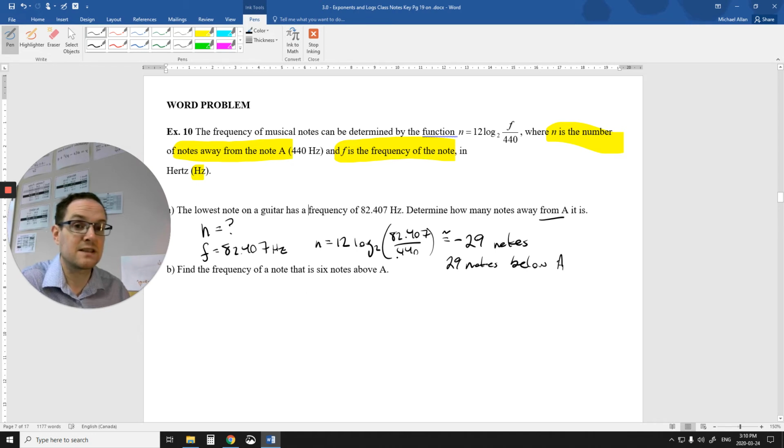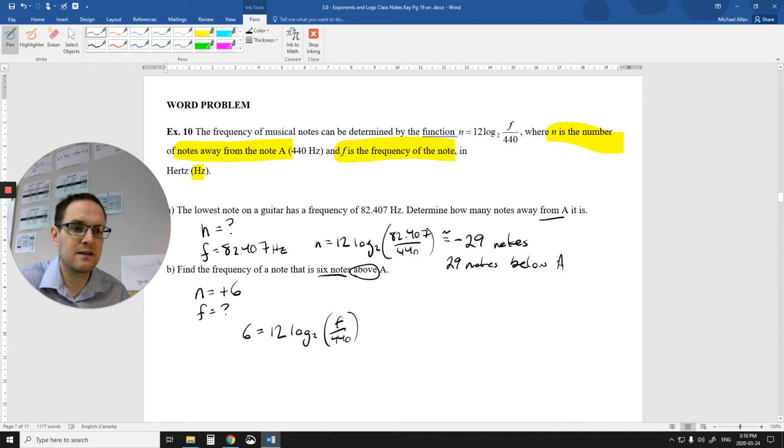The reason I say below is because look at this next question. It says here, what's the frequency of the one that's 6 notes above A? So I could say that in this question, n is 6. What's the frequency of that one? Now, we'll look at this equation. I'm going to put in what we know, just like the one we just did above it, and then we're going to try to isolate for our unknown variable here, the f variable.